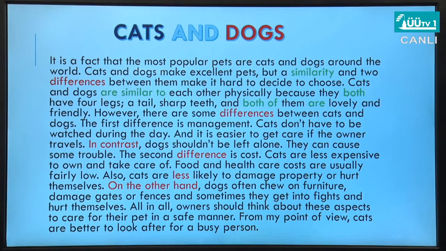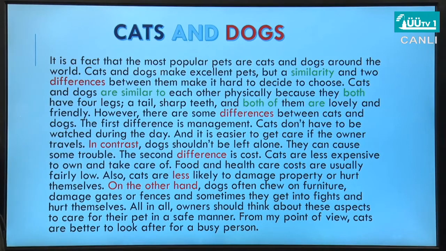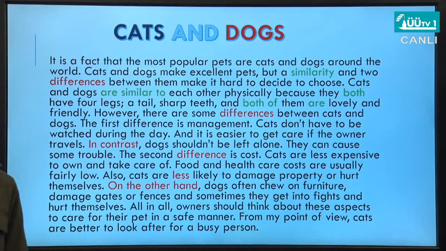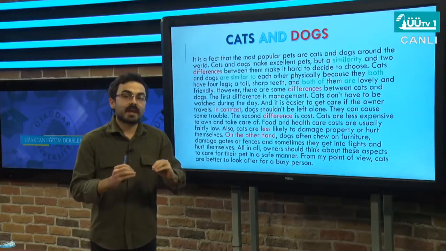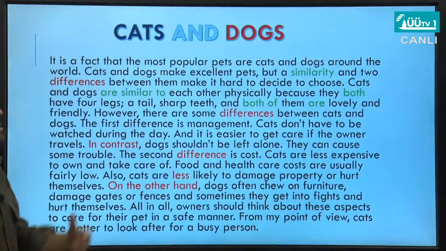First of all, what can I say as my topic sentence here? What is this person going to talk about, right? Here I can find my topic sentence, right? Cats and dogs make excellent pets, but a similarity and two differences between them make it hard to decide to choose. This is the subject of my text here, okay? Now, this person is going to give us details about what makes them similar and different to each other, right?